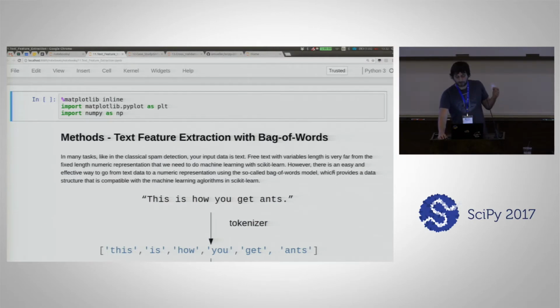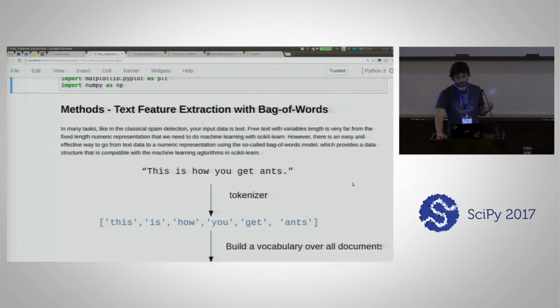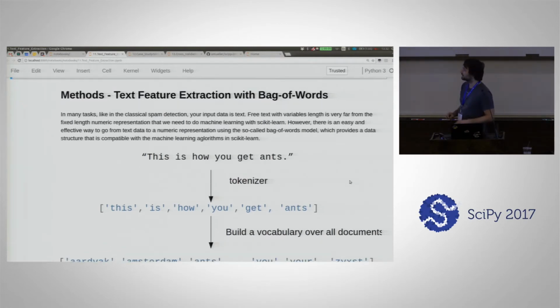So we start off with just a string. Each sample now is one string. Let's say one of our samples is the string, "this is how you get ants." Now we're going to transform this to a numeric representation using the bag-of-words feature extraction. The first step is to break this up into words, or some normalized form of words, which is called tokenization.